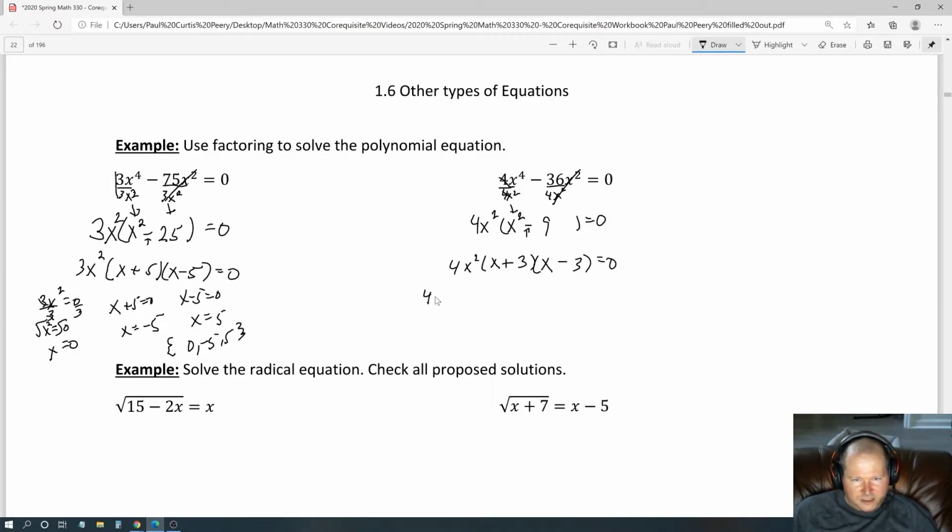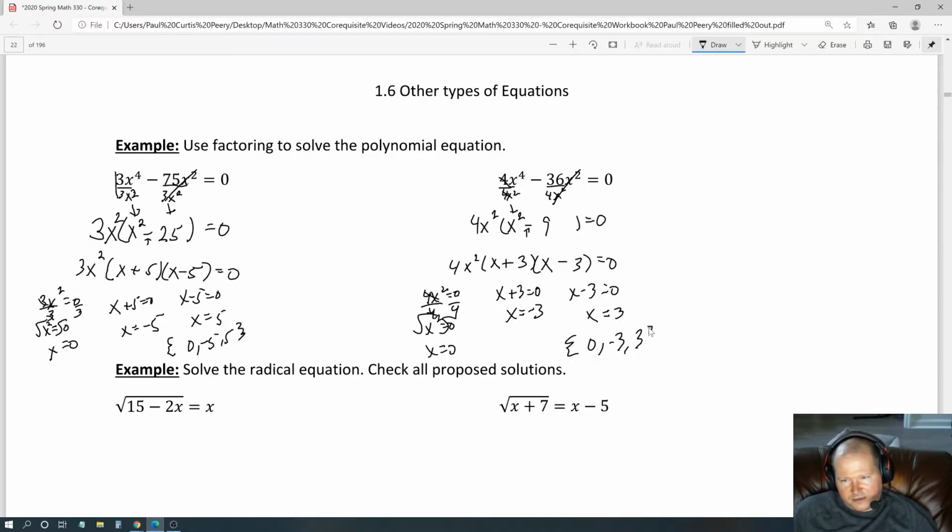Next, we set all these equal to 0. 4x squared is equal to 0. Divide by 4, cancel, cancel. x squared is equal to 0. Square root. x is equal to 0. x plus 3 equals 0. x is equal to negative 3. x minus 3 is equal to 0. x is equal to positive 3. We put it in the set notation of 0, negative 3, and 3. There we go.